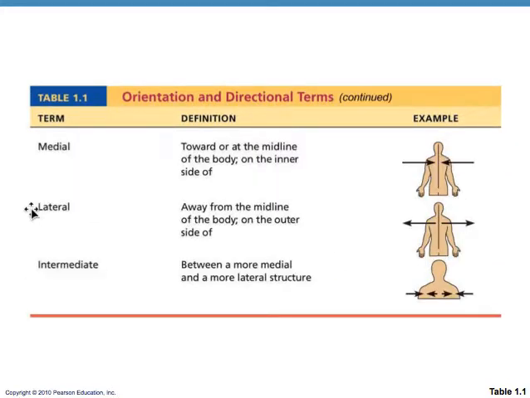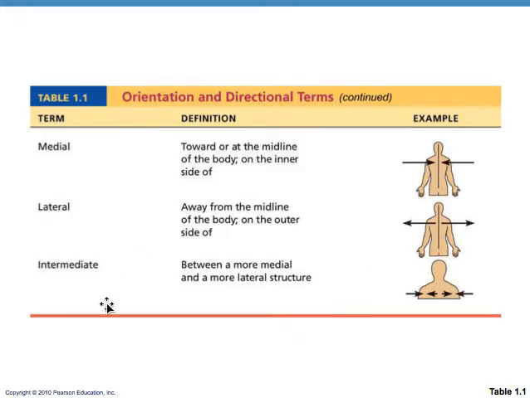Then we have medial and lateral. Medial, remember, means towards that midline. So anything that is more medial than something else means it is closer to the midline of the body. Remember, we use the knee as a great example of that. The medial collateral ligament is towards the midline of the knee, so it's on that inner knee. The lateral collateral ligament is on the outer knee, connecting the two bones of the outer knee. So lateral means away from that midline, or further away from that midline, in comparing two structures.